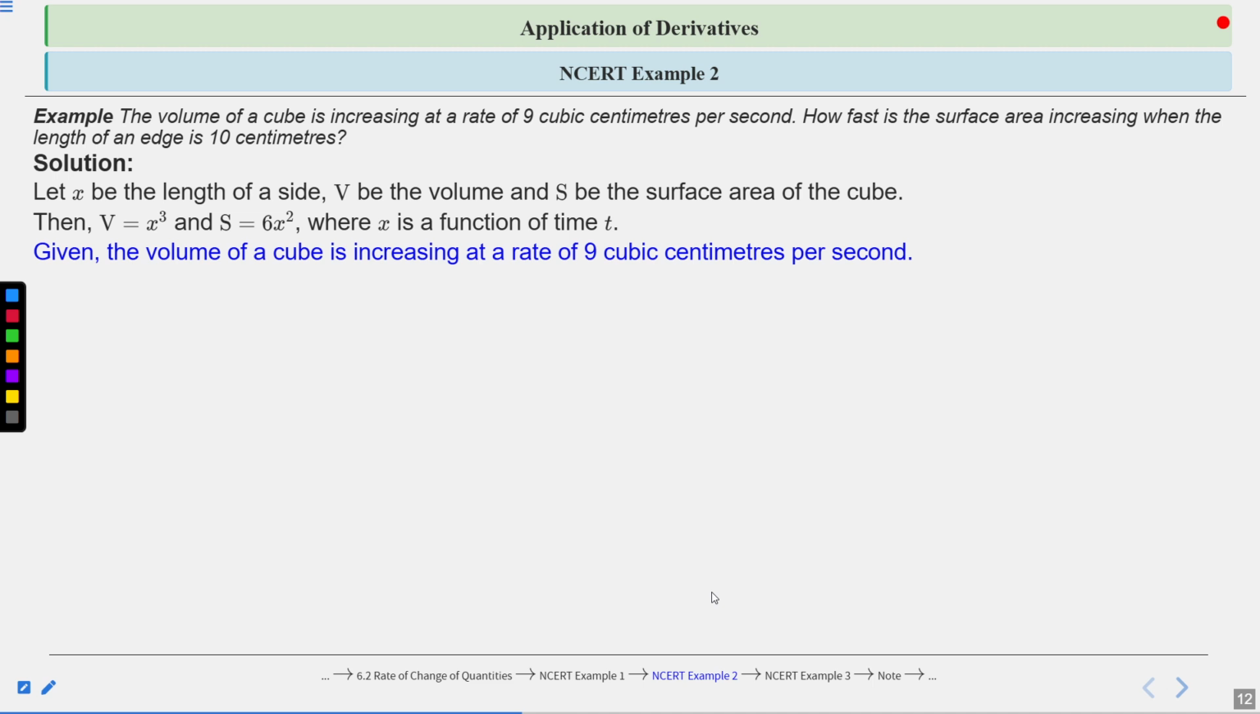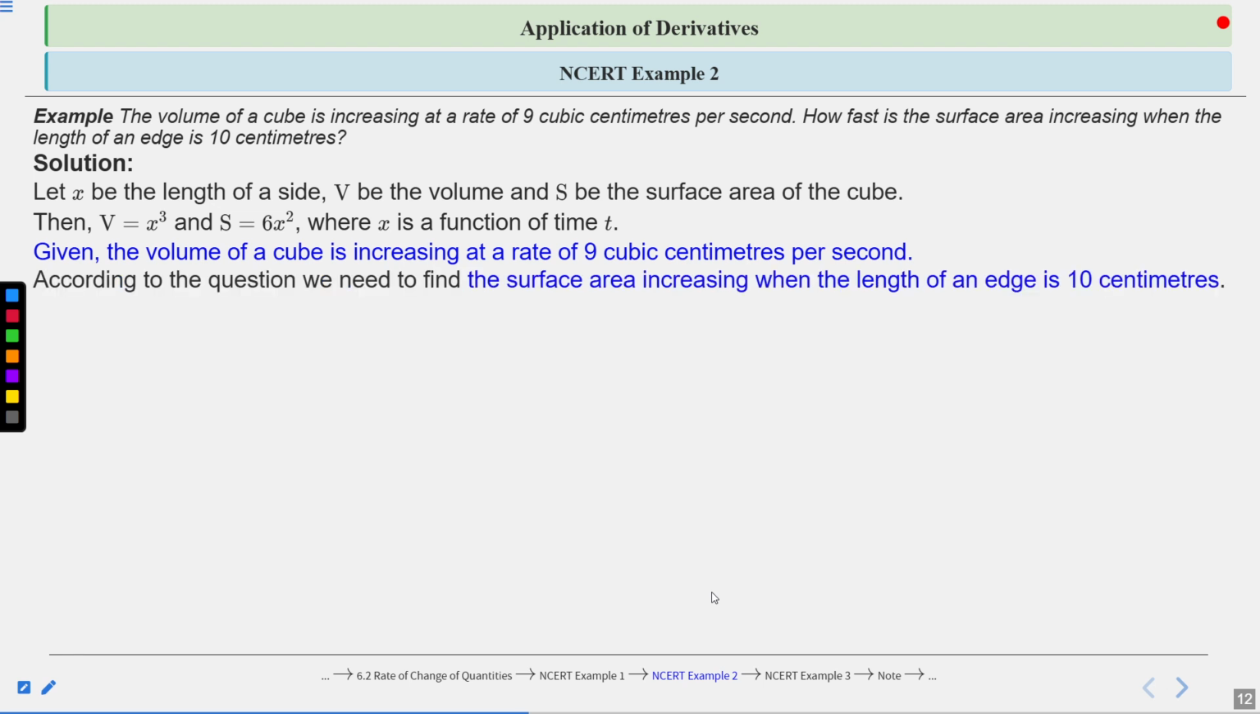It is given that the volume of a cube is increasing at a rate of 9 cubic centimeters per second. According to the question, we need to find how fast the surface area is increasing when the length of an edge is 10 centimeters. That is, we need to find the value of dS upon dt at x equal to 10.